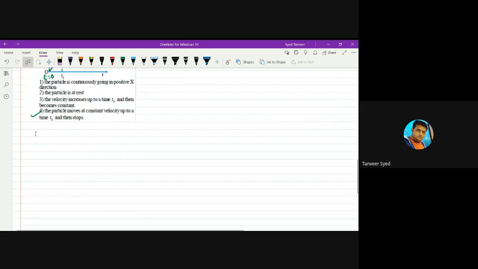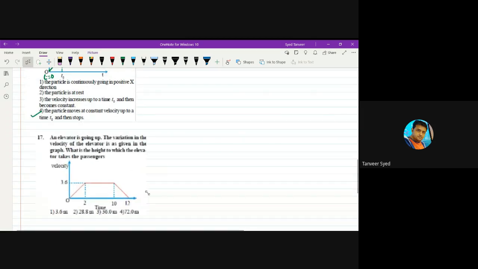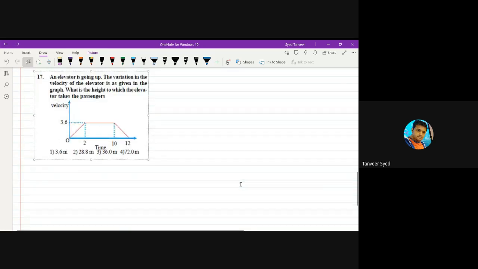Next. An elevator is going up. The variation in velocity of the elevator is as given in the graph. What is the height to which the elevator takes the passengers? Elevator, a lift is moving up.